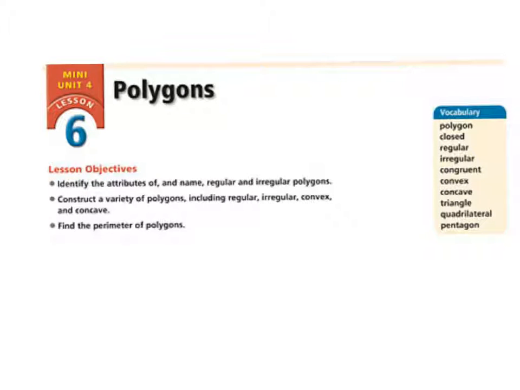This is Mrs. Naslund, and today we'll be looking at Unit 4, Lesson 6, Polygons. Our learning targets are: I can identify the attributes of and name regular and irregular polygons. I can construct a variety of polygons, including regular, irregular, convex, and concave. And I can find the perimeter of polygons.